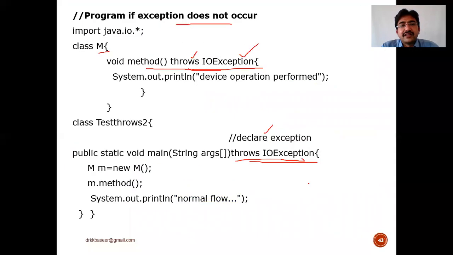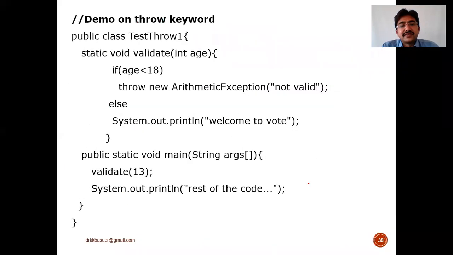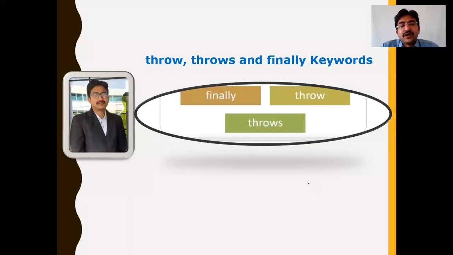So that's about all 5 keywords. In this class we have talked about throws and finally with detailed examples. So that's about the 5 different keywords of exception handling: try, catch, throw, throws, and finally.